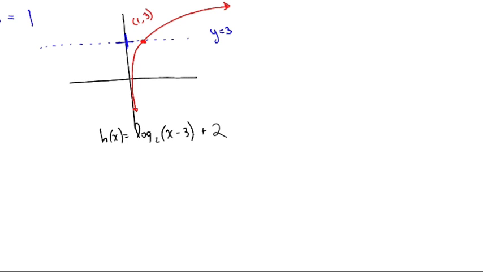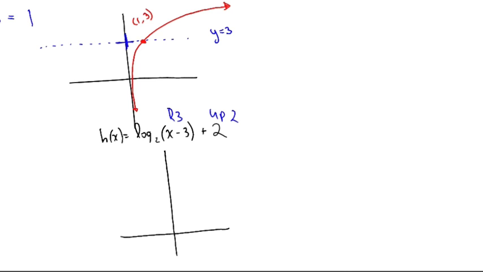What if we do h of x equals log base 2 of x minus 3 plus 2? What happens to this graph? Moves it to the right 3, and moves it up 2.